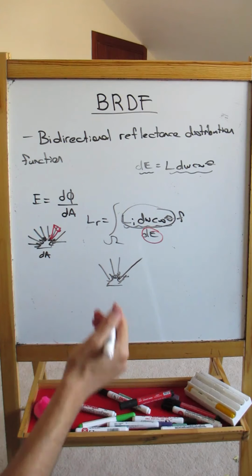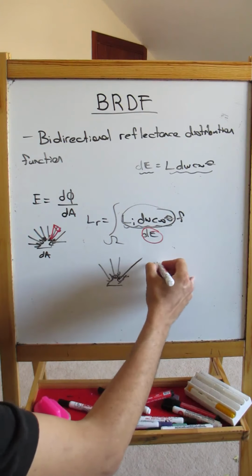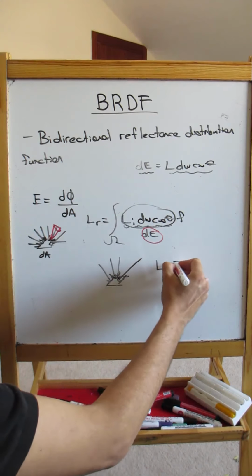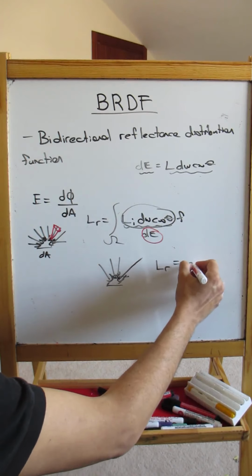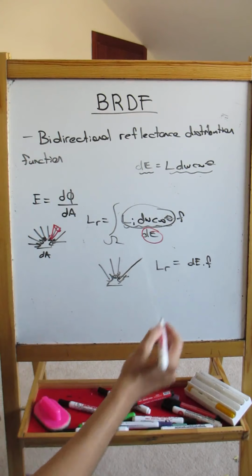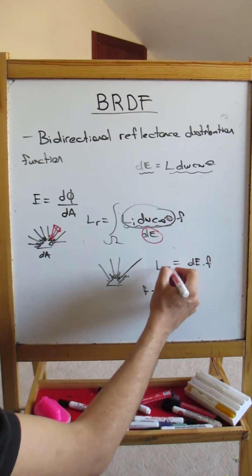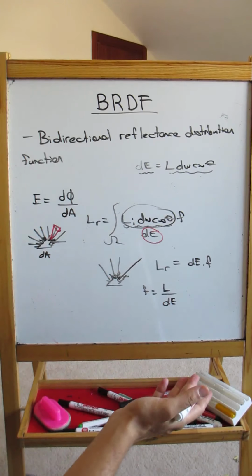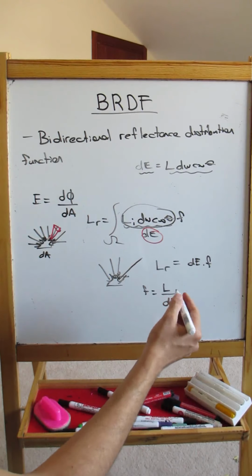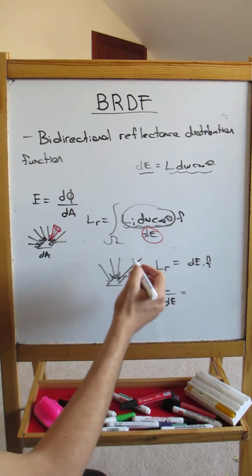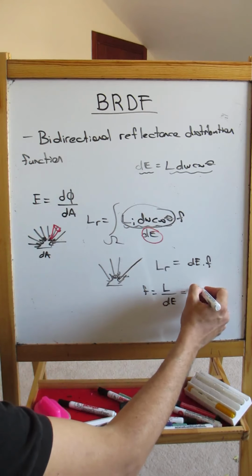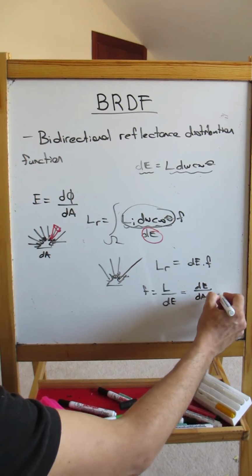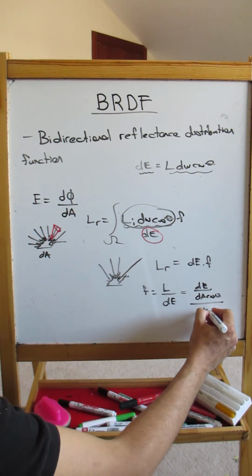So the unit of BRDF is therefore, here you have LR, so let's only focus on one specific direction and get rid of the integral. LR is equal to dE times F. So what is F? F is L, let's also drop the subscripts, L divided by dE. So what do we obtain here? If we write our definitions, what was L equal to? It was equal to dE divided by dA cos theta divided by dE.